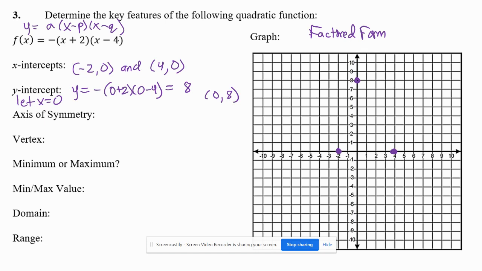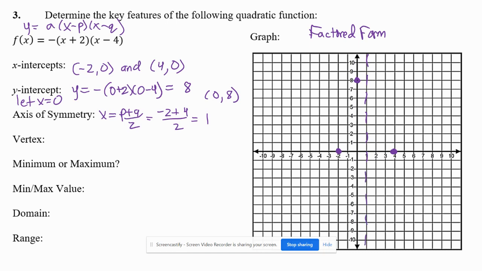The axis of symmetry for factored form is a little bit different. The formula is x equals p plus q divided by 2. P is going to be negative 2. Q will be positive 4, all divided by 2. The axis of symmetry will be at the x value 1. So we can go ahead and draw that dashed line.